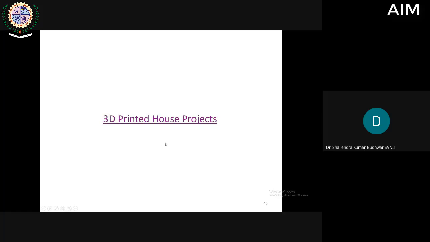Because not only is the cost of that house drastically reduced, but the time taken in the complete construction is also reduced. Within 24 hours, that one room house can be fabricated. So we can say that this 3D printing is not only having applications in the manufacturing sector, but also in other domains of engineering.